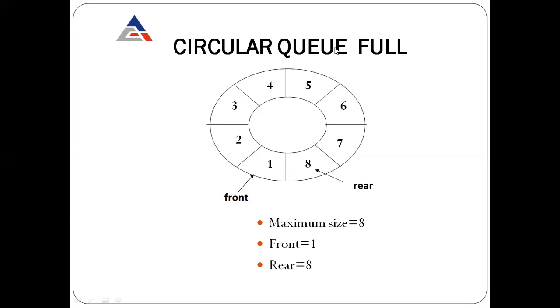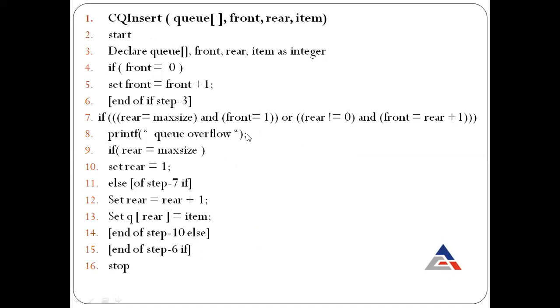Fine. Then what will happen? Or it says, or rear is not equal to 0 and front is equal to rear plus 1. If rear is not equal to 0 and front is equal to rear plus 1, then print queue overflow. It means that our queue is going to overflow. All the elements of the queue are filled. Fine. If rear is equal to max size, set rear is equal to 1, or set rear is equal to rear plus 1.